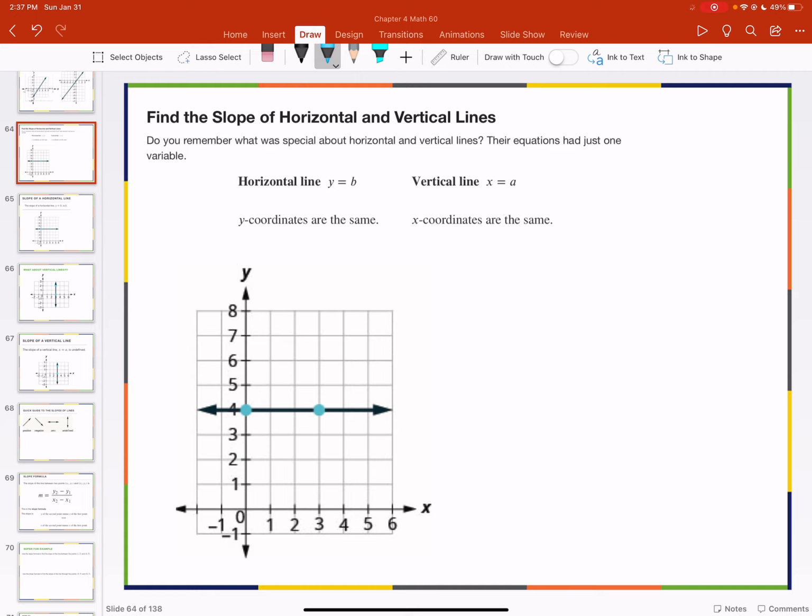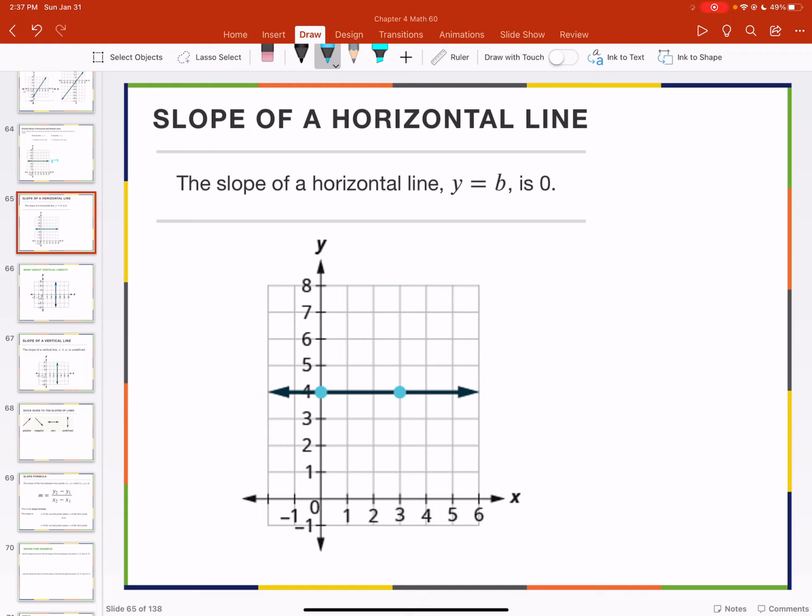All right, we can go here now where we talk about the slope of horizontal and vertical lines. Remember that the horizontal line here, the y coordinates are all the same. The horizontal line here is an example. This is y is equal to 4. If I wanted to talk about a vertical line, no, first we're talking about horizontal line. So the slope of a horizontal line, okay? And then remember, we know that vertical goes up and down, horizontal goes left to right. Okay, the slope is 0.